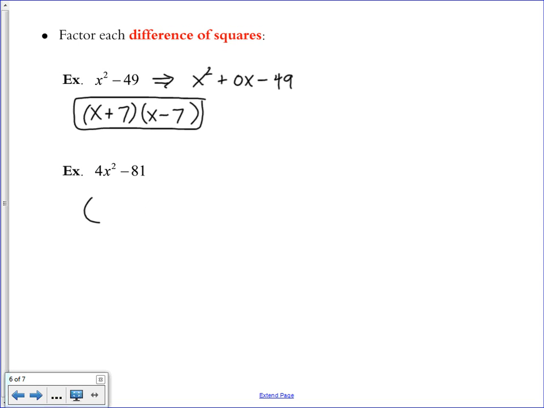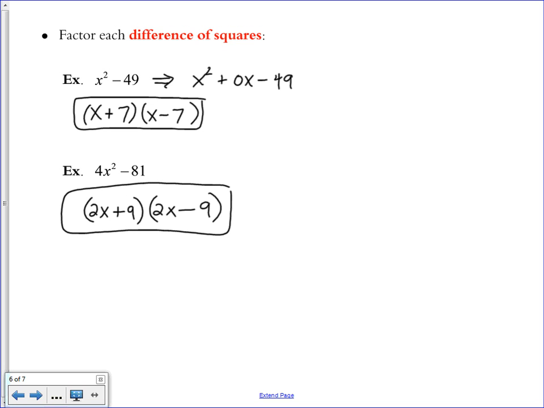And the second one is an extension of that. There's a number in front of the x squared that you can't factor out. So there's nothing you can undistribute here. And so we just need to imagine taking this 4x squared and splitting it into 2x and 2x. Which is not something we've done before, but it should make sense. It's the square root of 4x squared, so 2x times 2x. And then the minus 81 is going to become a plus and a minus 9. And so this is another difference of squares.